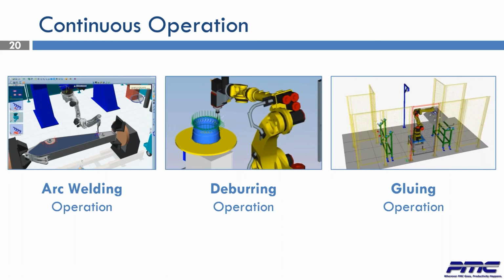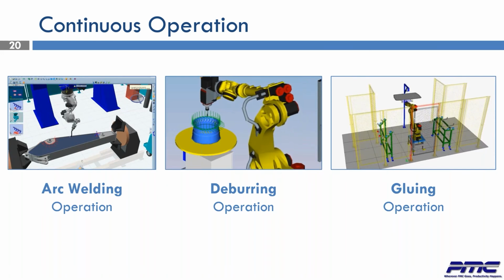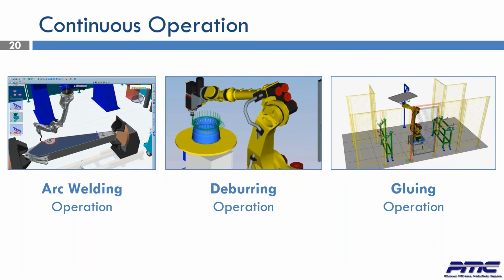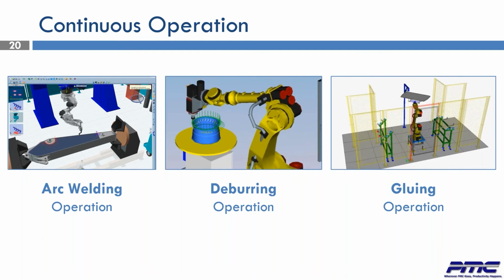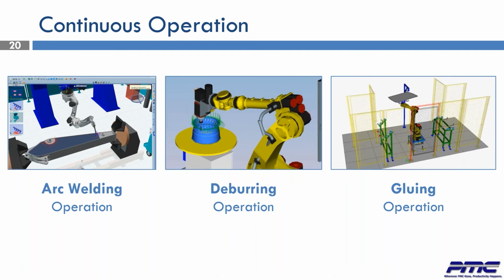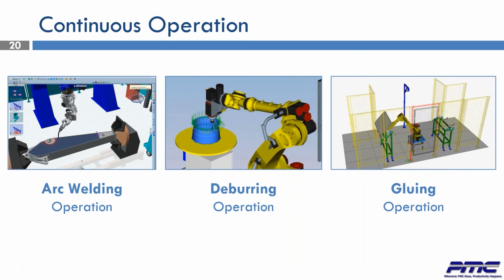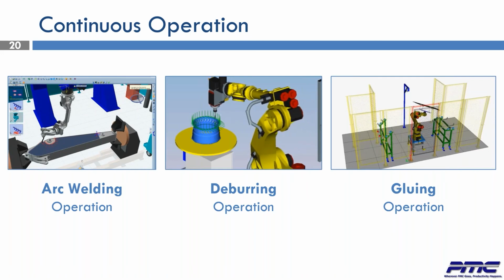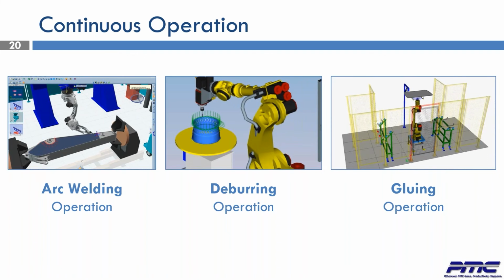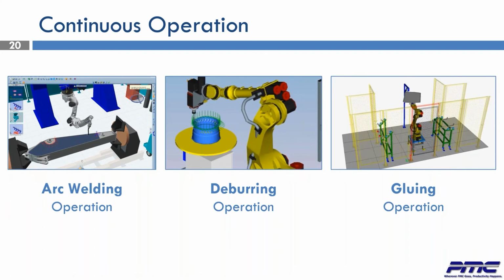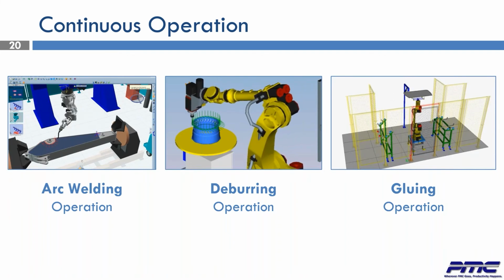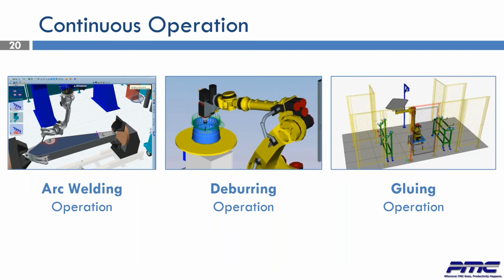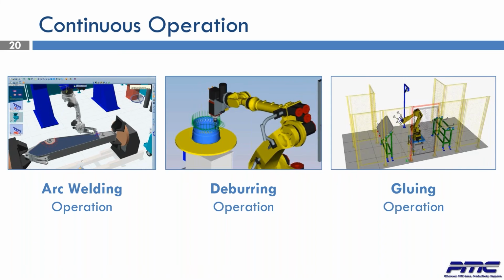Okay, on this slide we have 3 examples of continuous operations. So we have an arc welding operation, we have a deburring operation, and we have a stationary gluing application. Basically, here we created some continuous paths, as the name implies. We define a start point, we define an end point, and then we create all the other locations manually or through some offsets based on the start point and the end point.